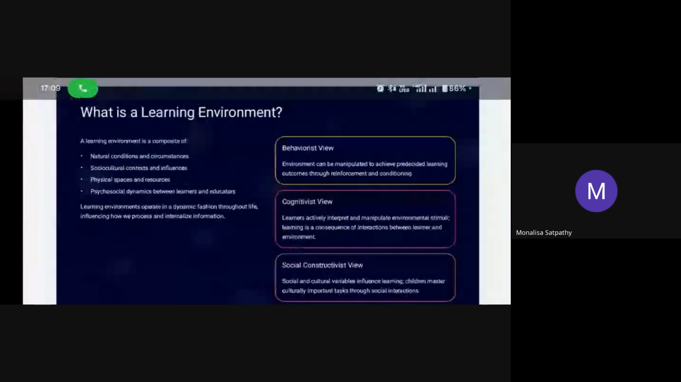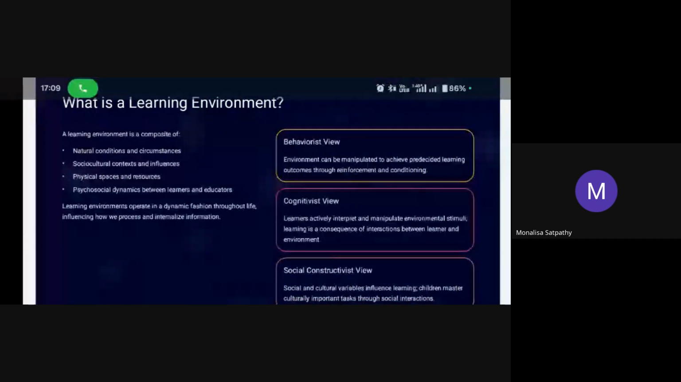Yes, sir. Okay. So a learning environment is actually a composite of different things, and we can divide learning environment based upon the natural conditions and circumstances. That is also a part of the learning environment. Second thing, also our society and our culture. We can say our socio-cultural context also constitutes our learning environment, and it has a deep impact on the learning process. Also, some physical spaces and resources are regarded as a part of the learning environment.